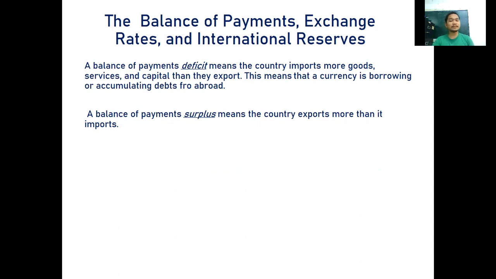While a balance of payment surplus, BOP surplus, it means that the country exports more than it imports. So BOP surplus kung daghan tag gina-export kaysa gina-import. But BOP deficit kung daghan tag gina-import kaysa gina-export. Okay.